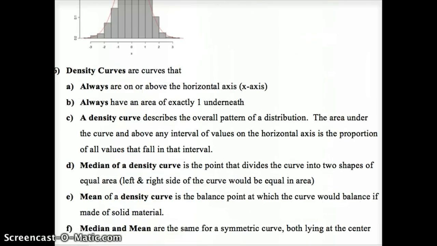The median would be the 50th percentile, so it would evenly divide the curve into two equal areas, the left and right side. And the mean, you could picture balancing it on a small triangle, and wherever the curve would balance would be the mean. So on a normal curve, you would have both of those right in the middle, because it would balance in the middle, and that would evenly divide both sides of the curve.